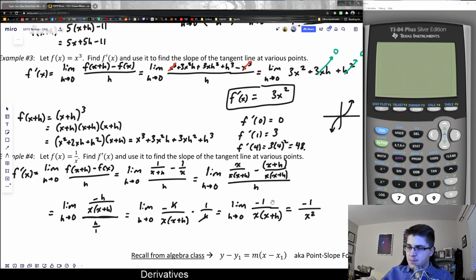And this leaves me with my derivative function for this example. So in summation, the derivative of the reciprocal function 1 over x is equal to negative 1 over x squared. And again, we could use this function to find the slope of the tangent line at various points. In the next videos, we will look at actually finding tangent line equations. Basically, the gist of that is you want to start with the point slope form of an equation, find the derivative, and use it to determine its equation.